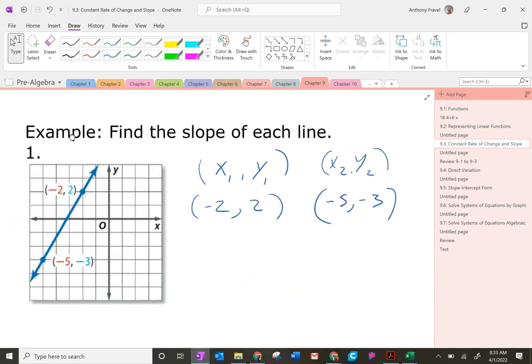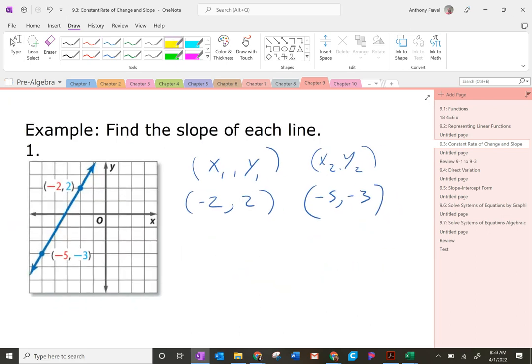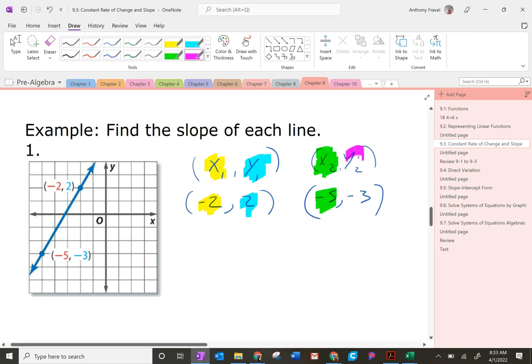And because I've got highlighters and I love highlighters, we're going to use all four of them. I'll do this, this, this, this, and then that, and then that. When I set up that formula, just the exact same way I had it, I have y2 minus y1 over my x2 minus x1.